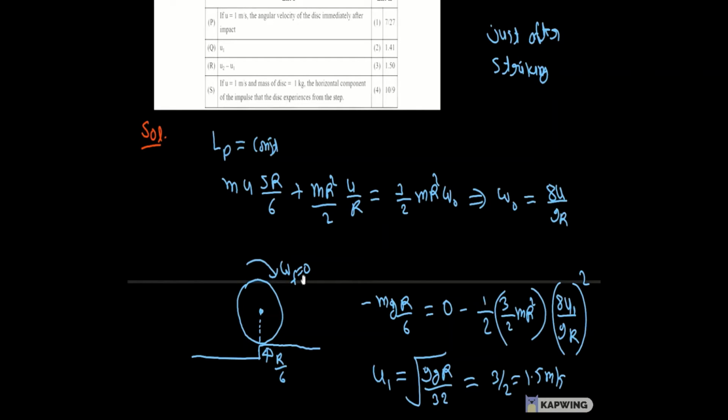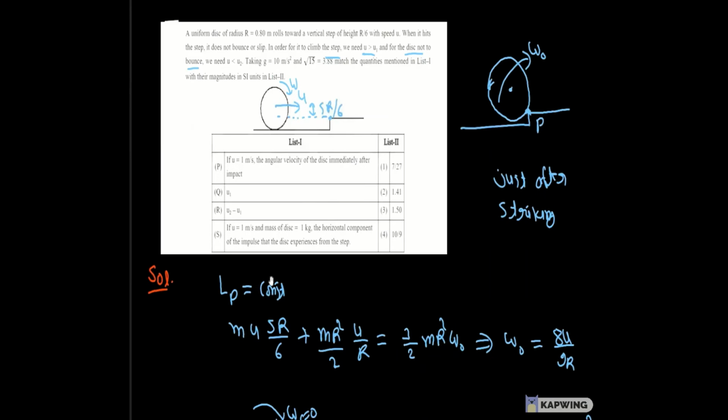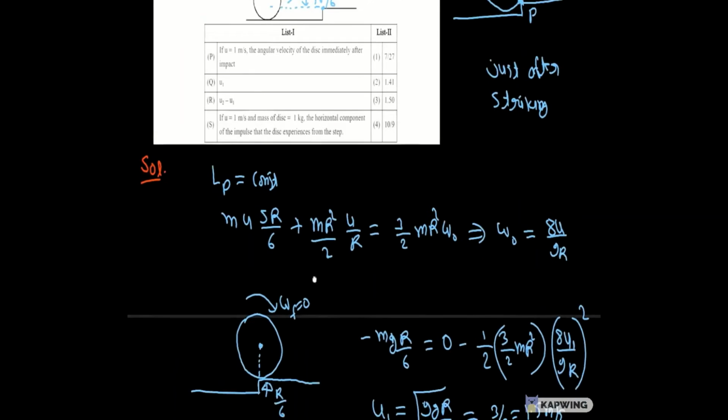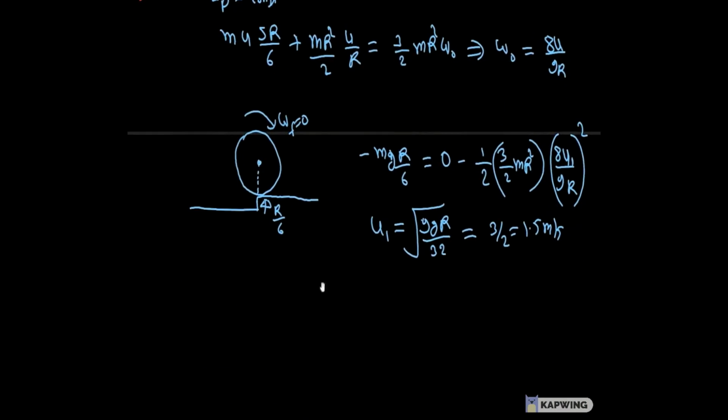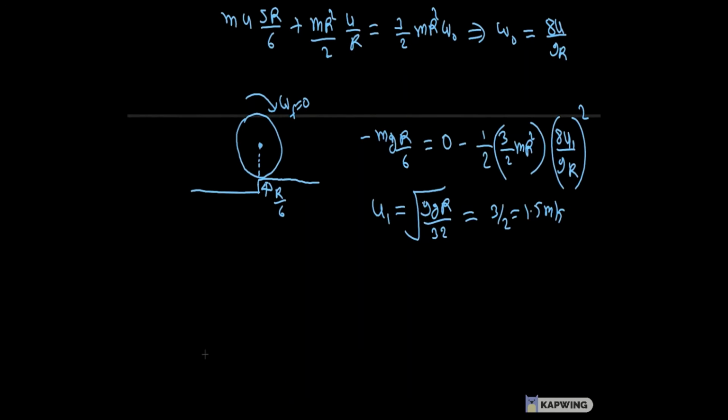After substituting values, this will be 3 by 2, that is 1.5 meter per second. Now let's calculate u2. In this question, it is also given that speed u should be less than u2 for the disk not to bounce. If the disk does not bounce, then it means the normal should always be greater than 0.